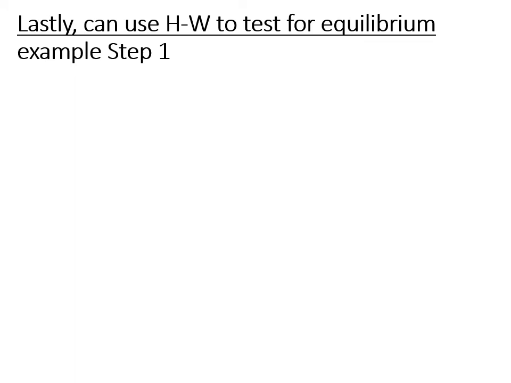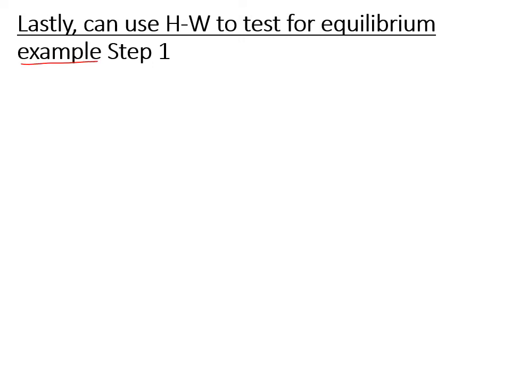Now, the last thing for us to do is to really use this Hardy-Weinberg as robustly as we can. Now that you are experts at calculating the genotype frequencies of a population and the allele frequencies of that population, now we're going to use all that information and Hardy-Weinberg to test whether or not a population is actually in equilibrium. And I'm going to show you how to do this in 3 steps. Okay, so the first thing that I'm going to do is I'm going to write exactly what the example is.